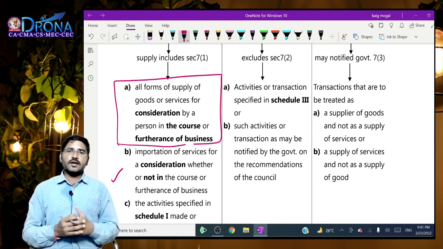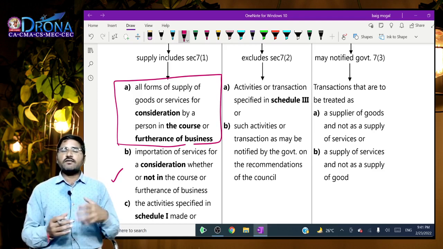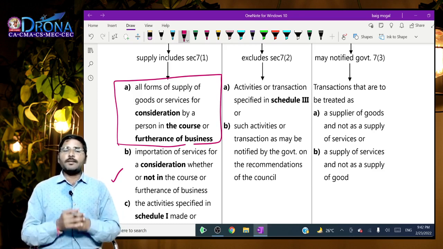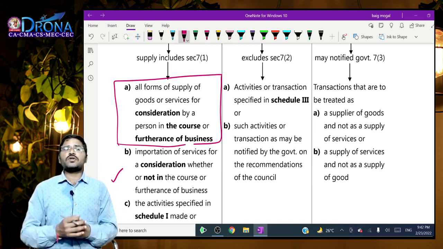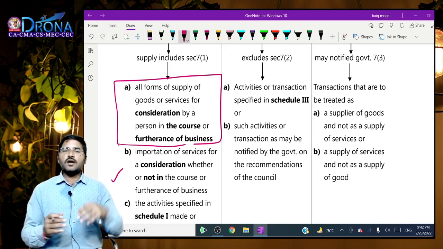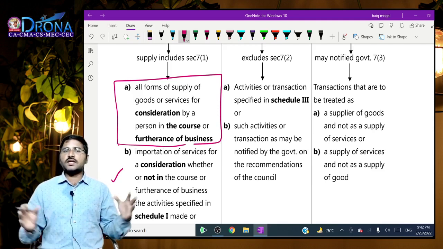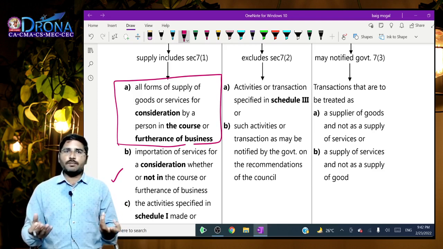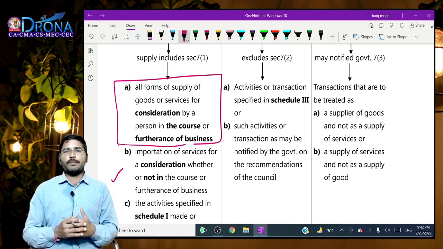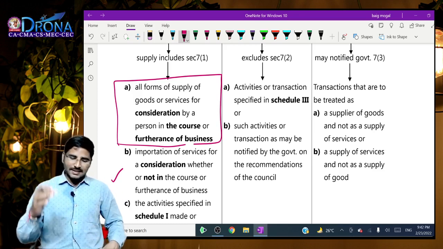First of all, in India, if any transaction wants to become a supply, there should be a furtherance of the business. Without furtherance of the business, we cannot say that it is a supply. But the one and only exception to the furtherance of the business is import of service for a consideration. That means for import of service, even if there is no furtherance of the business, it will become a supply. Suppose, for example, you are downloading a song through Google and you are making a payment, it may not be in the course or furtherance of the business, but still it will become a supply.